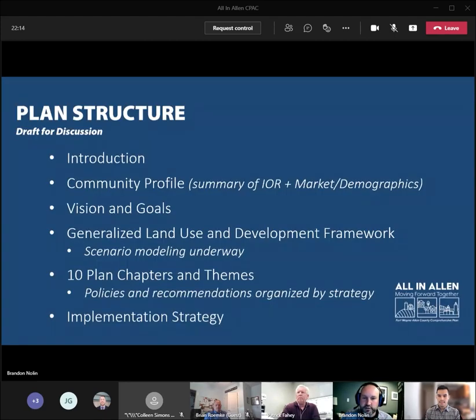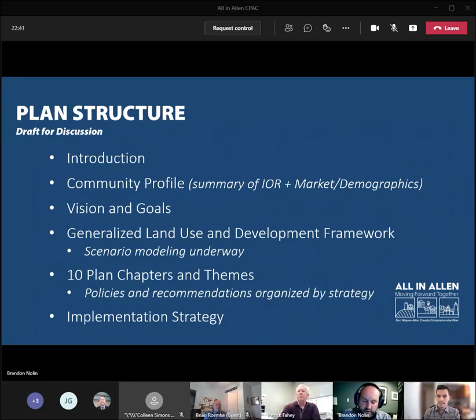So, plan structure. This is how we anticipate the content we're going over today being used. There'll be an introductory chapter that explains things and pulls in a lot of the information from the IOR and the market and demographic analysis that was done. And then the vision and goals, which we'll be going over today, will be the core piece, setting up a land use framework and then 10 chapters and related themes.